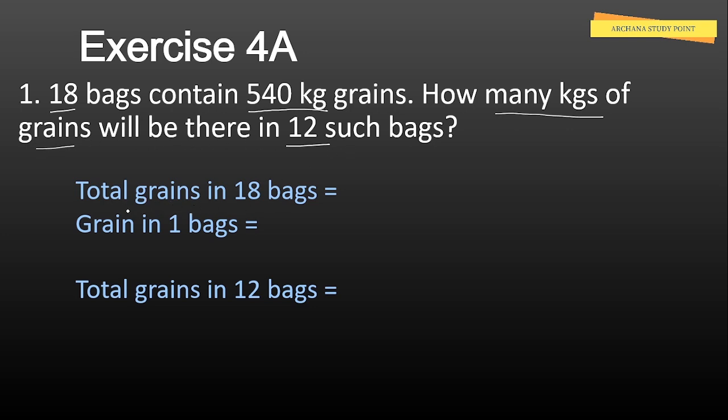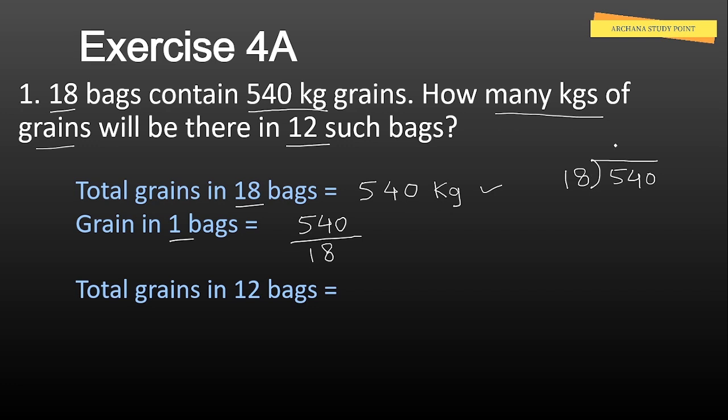So first of all, we'll find out total grains in 18 bags. So how much is it? It's 540 kilograms. And then from this number we can find out grains in one bag. So we'll divide 540 with 18. 540 divided by 18 will give us 18 3s are 54, 18 3s are 54. And if we bring down 0 over here, we'll add 0 here also. So grains in one bag will be 30 kgs.